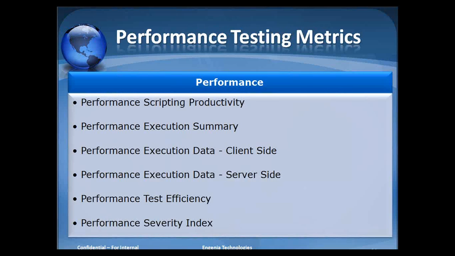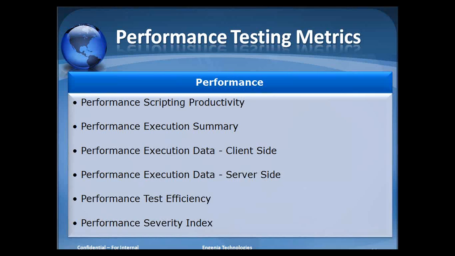We should fix all the critical severity defects first, and then we can fix the low severity defects afterwards. So these were all the manual testing metrics. So we have done with all the manual testing metrics.